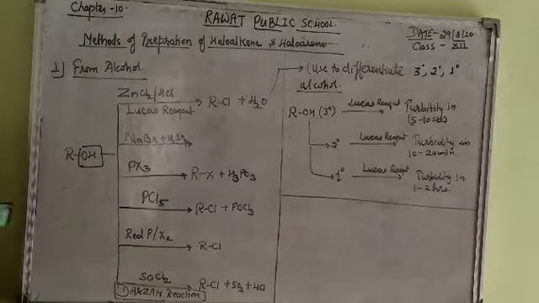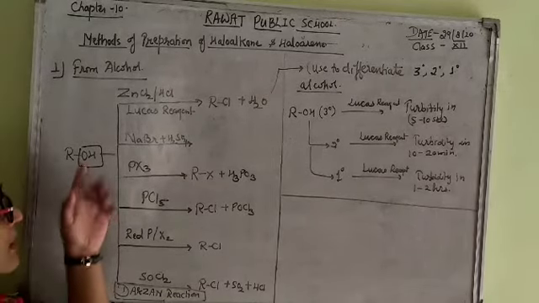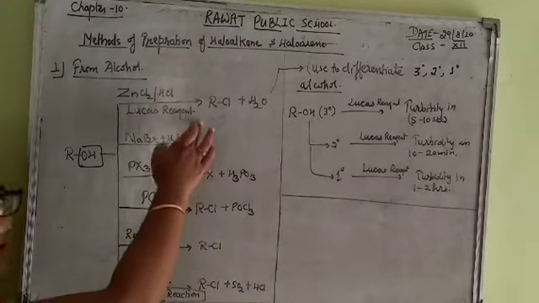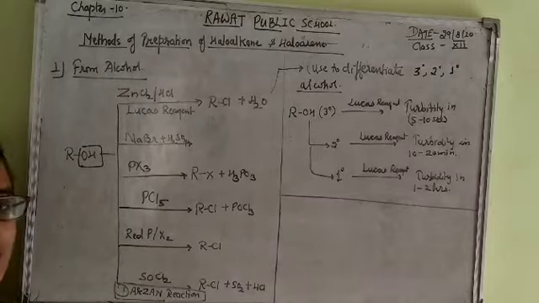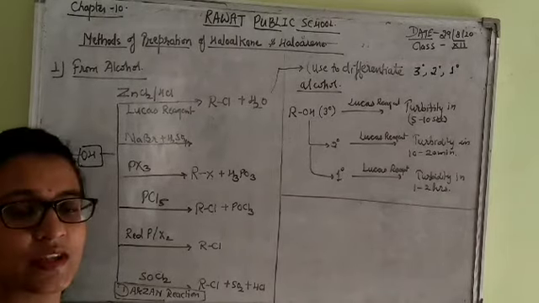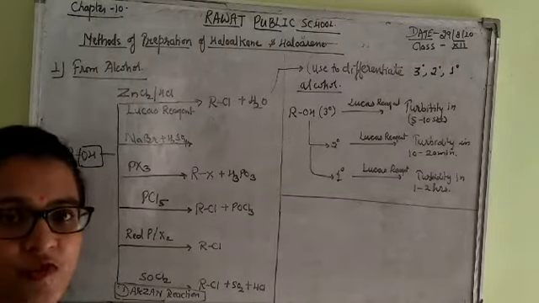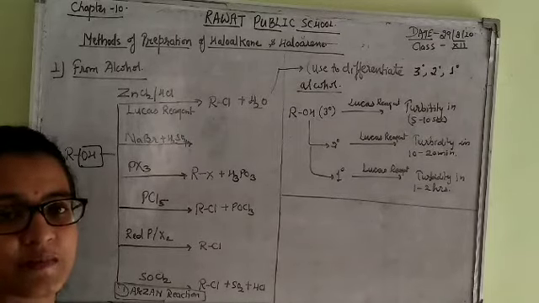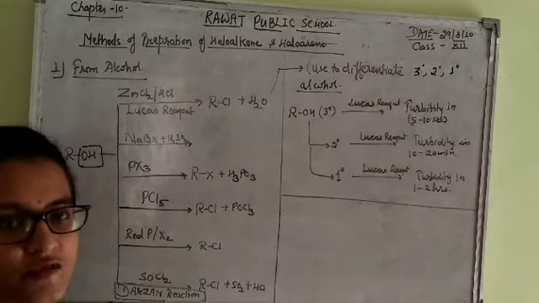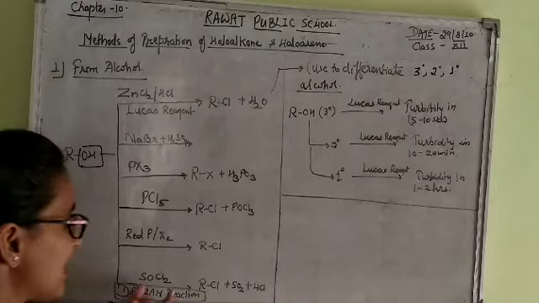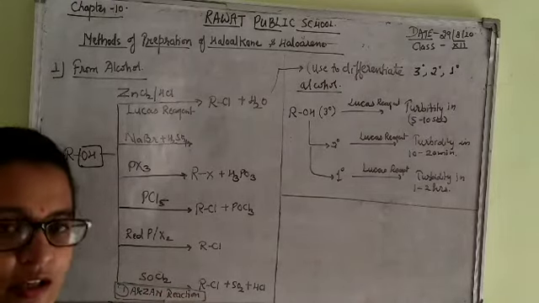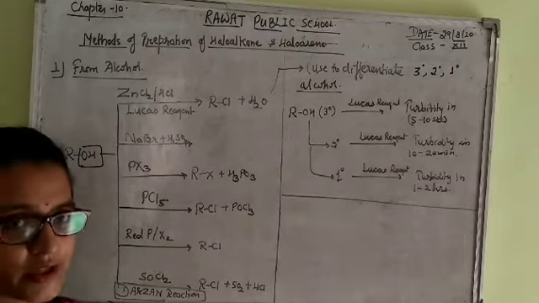Now, there are different methods through which we can prepare haloalkanes from these alcohols. For example, by the Lucas reagent, by the reaction with NaBr, by the reaction with phosphorus trichloride, phosphorus pentachloride, red phosphorus with halogen, and thionyl chloride. What is thionyl chloride? SOCl2 is named thionyl chloride. Now, how can we prepare this?